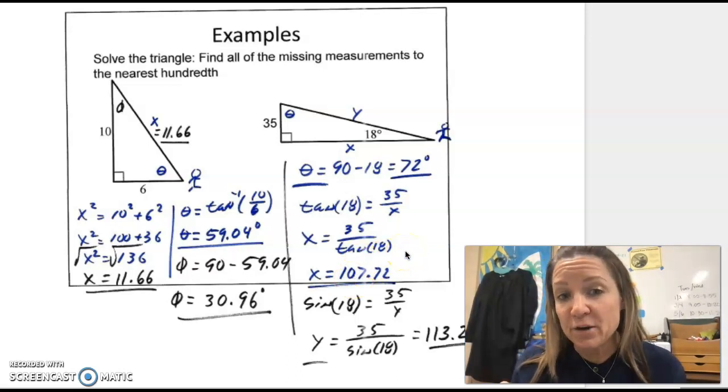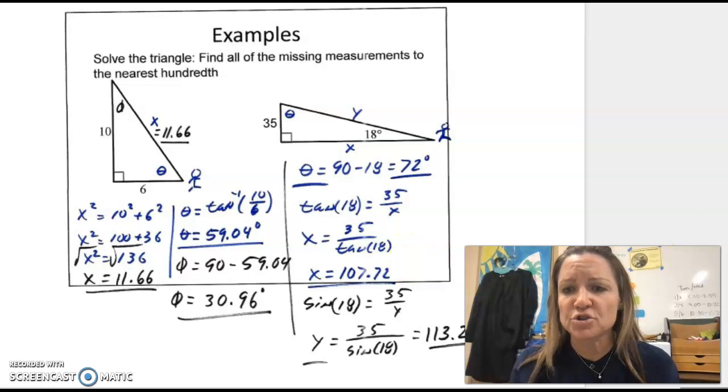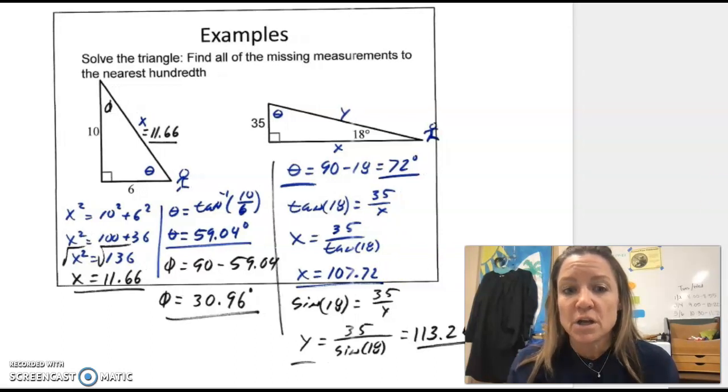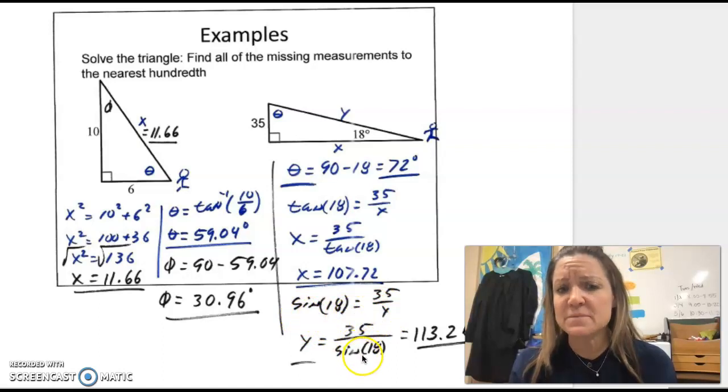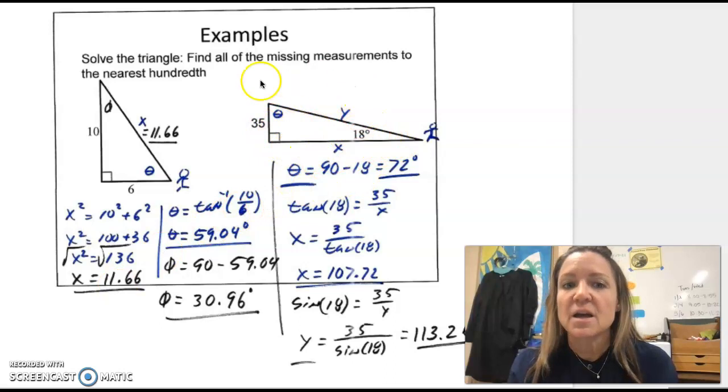Now from here you could do the Pythagorean Theorem, but I'm going to use another trig function to get the y. So opposite is 35, hypotenuse is y, so I'm going to use the sine. So sine of 18 is the opposite, which is 35, over the hypotenuse, which is y. Again, do the cross product, and then divide by the sine of 18. So 35 divided by the sine of 18 is roughly, or approximately, 113.26. Now we have all 3 angle measures and all 3 sides.